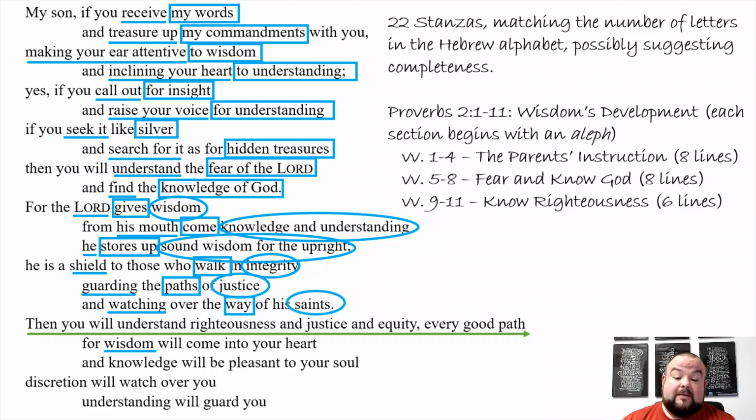For wisdom will come into your heart, and knowledge will be pleasant to your soul. We have this connection between heart and soul, I think, that we pretty much have understood is there. Discretion will watch over you, and understanding will guard you. And then this is the development of wisdom, how we're putting it all together. This comes from a reliance on God, and we develop wisdom as a gift from God.